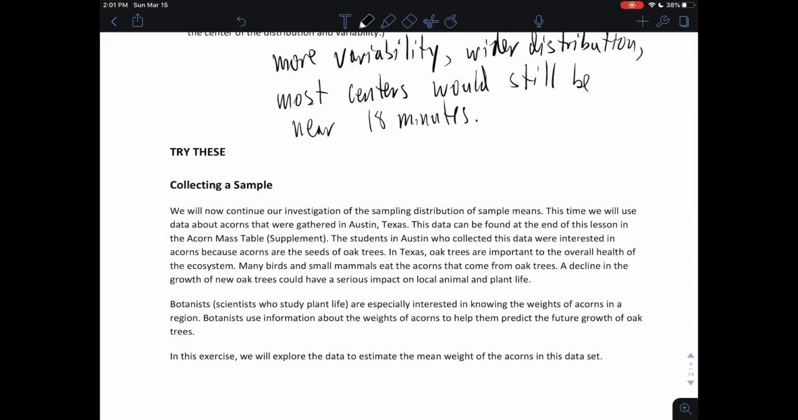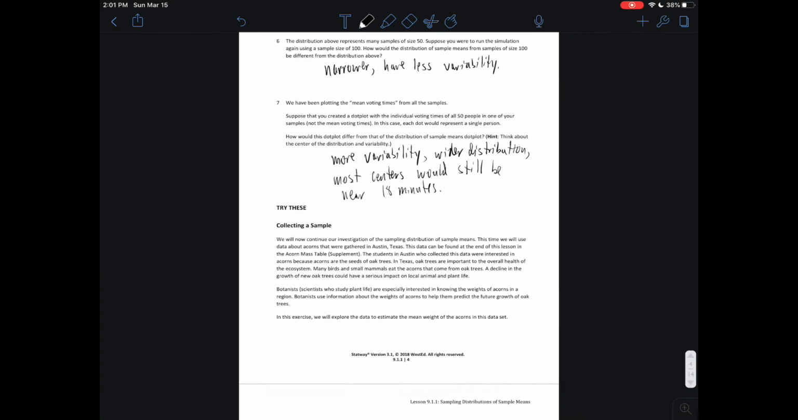So now moving on, collect a sample. We will now continue our investigation of the sampling distribution of sample means. This time we will use data about acorns that were gathered in Austin, Texas. This data can be found at the end of this lesson in the Acorn Mass Supplement.